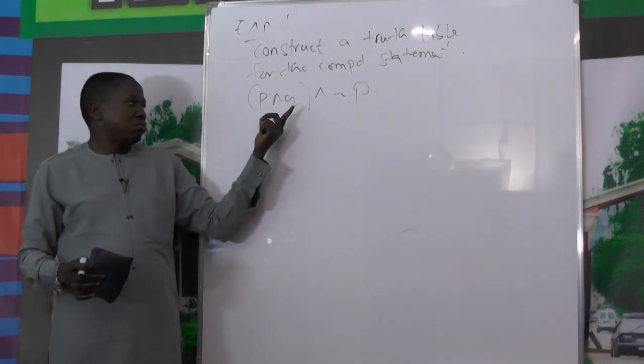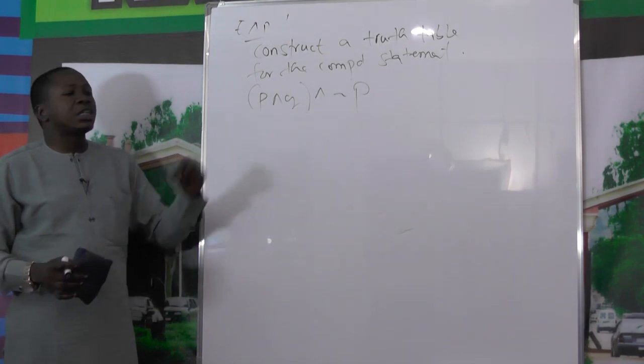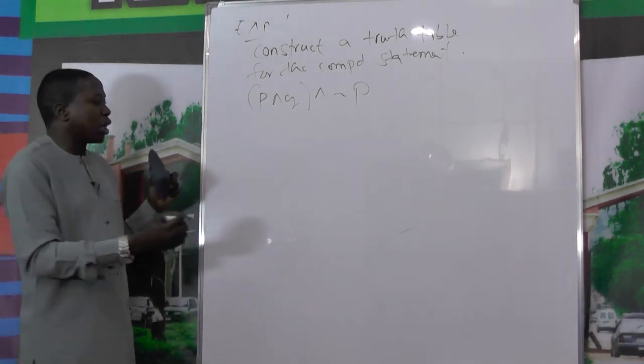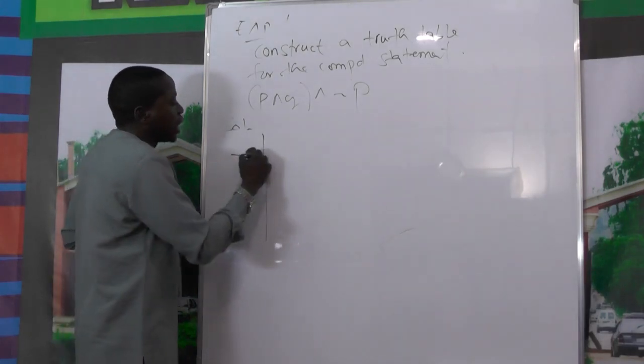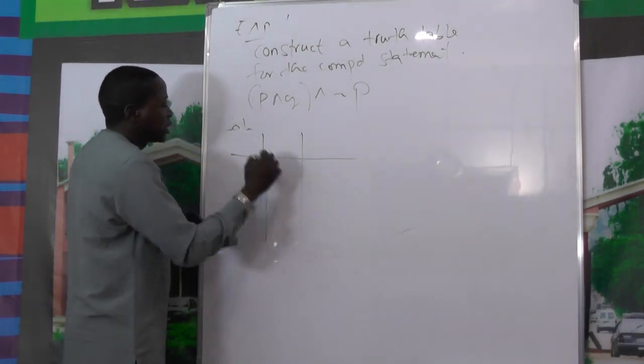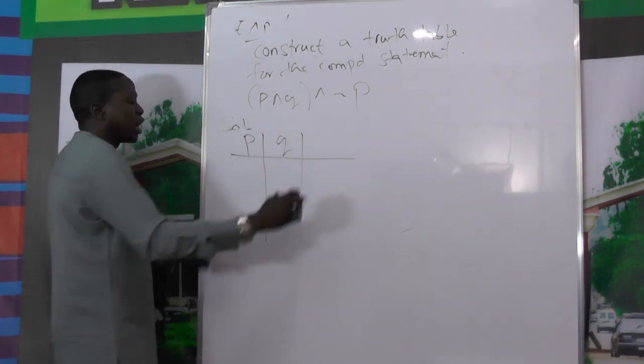So now, logically, we are having two statements. So now, you say solution. You draw your table. Since you know we are having two statements, it means we have P and we have Q.